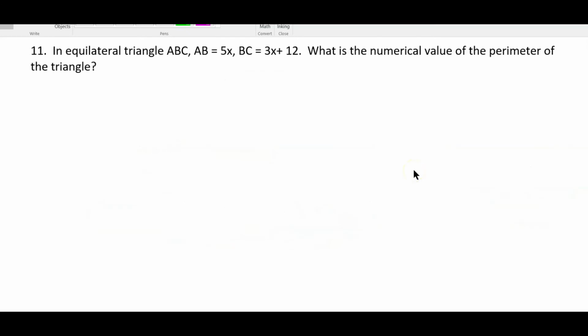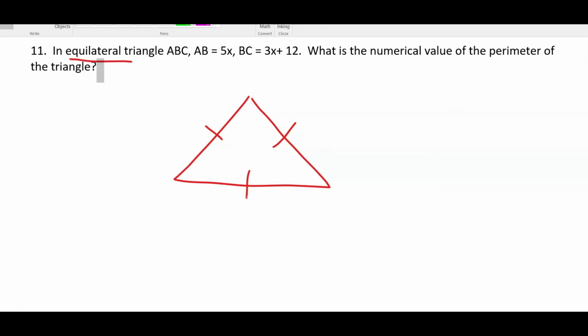Alright, now this question relies on vocabulary. This is an equilateral triangle. I have a triangle that is equilateral. You need to know what that means. Otherwise, this question is really not going to make sense. An equilateral triangle has 3 equal sides. So if this side is 10, they're all going to be 10. So I need to know what an equilateral triangle actually is.